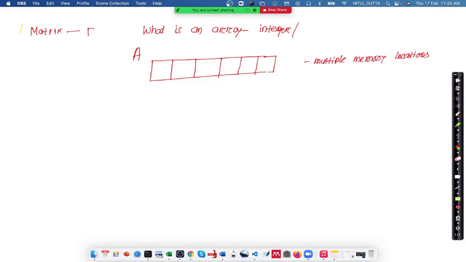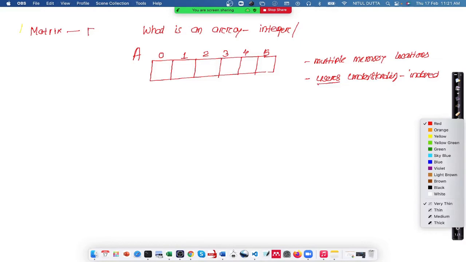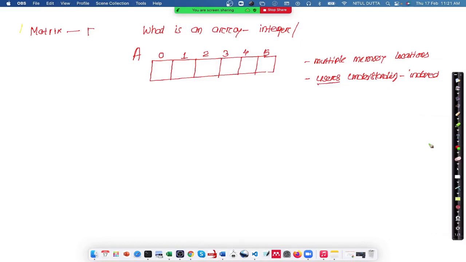And each of the elements, first of all, for the user's understanding, is numbered with the help of some index. For example, the first location is indexed at 0, the second one is 1, the third one is 2, 3, 4, 5, and so on and so forth. This is from the programmer's perspective.